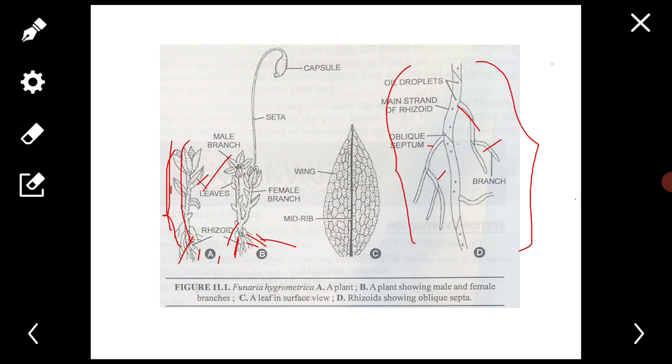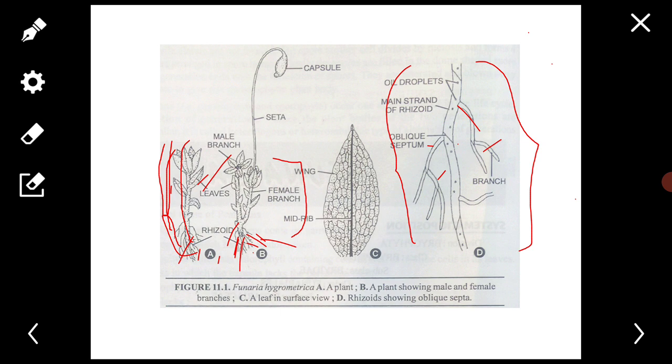The rhizoids grow vertically downward into the soil and form a tangled mass. The rhizoids fix the plant body to the substratum and help to absorb water and minerals. The axis or the stem, that is this.